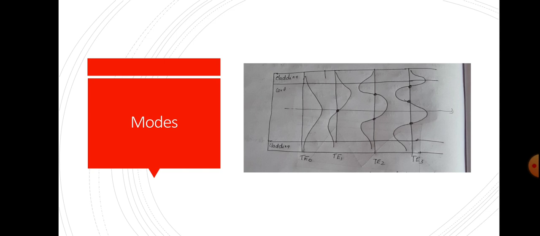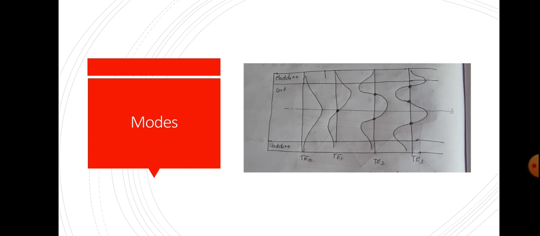That means here in TE mode, what is the meaning? The electric field is perpendicular to the direction of propagation. Here the direction of propagation is also shown, and it is seen from the figure that the electric field vectors are perpendicular to the direction of propagation. And the magnetic field is in the direction of propagation. Okay, the electric field is perpendicular to the direction of propagation, and the magnetic field is in the direction of propagation.